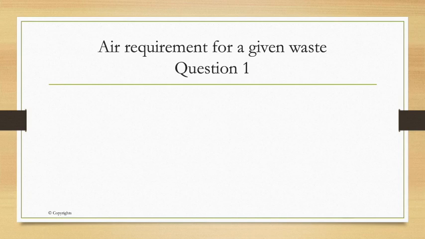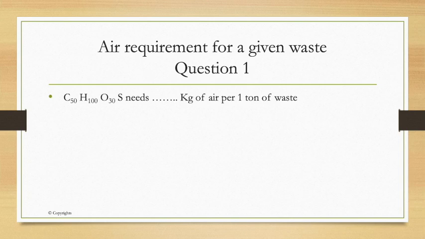Question 1 wants to know the amount of air needed per 1 ton of waste in the unit of kilograms. Here, as you can see, the chemical formula is given, so C, H, O, and S. And as you can see here, C50, H100, O30, and S1. Now you need to calculate the amount of oxygen needed. Then you are going to convert it to the amount of air needed.